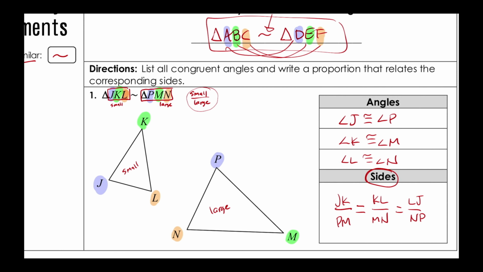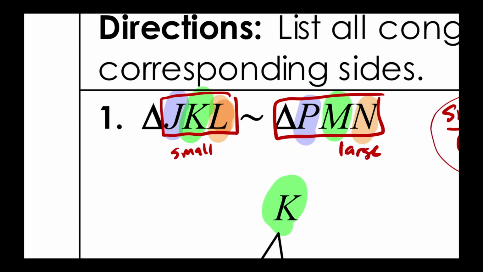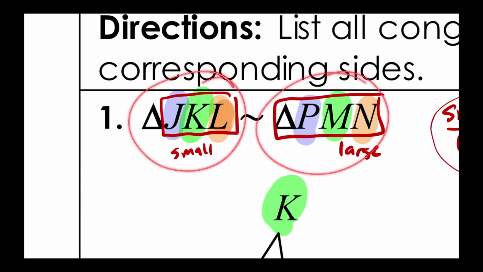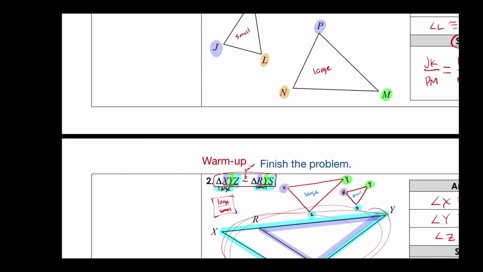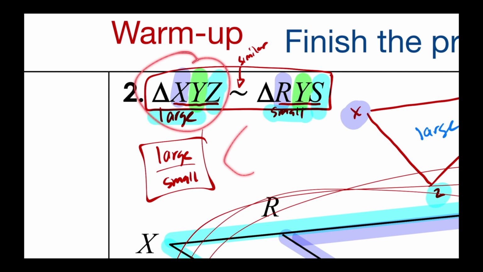And how do we know what order to go in? The order that the problem gives it to us. This one was small to large. I think the next one was large to small. Always look at the problem. If you don't know which one do I put on top? Always look at the problem.